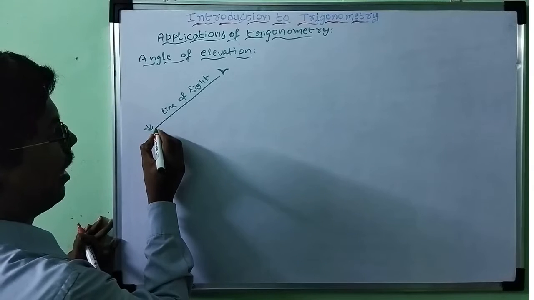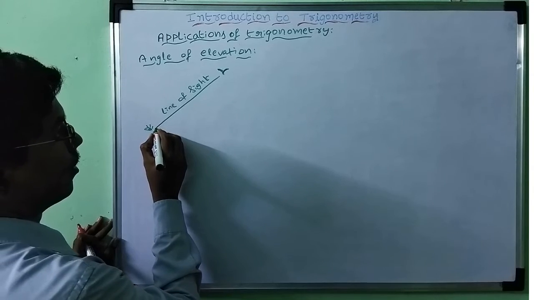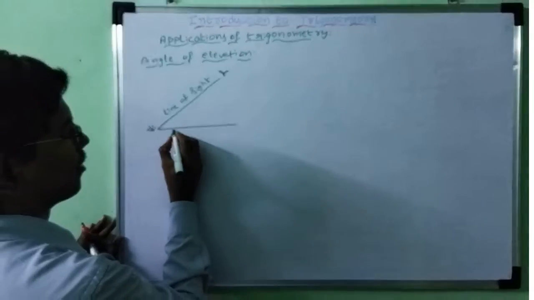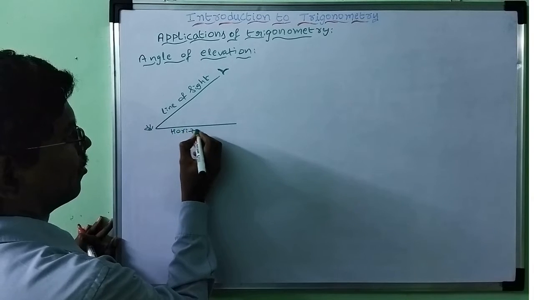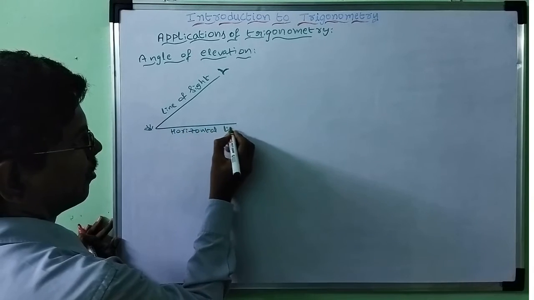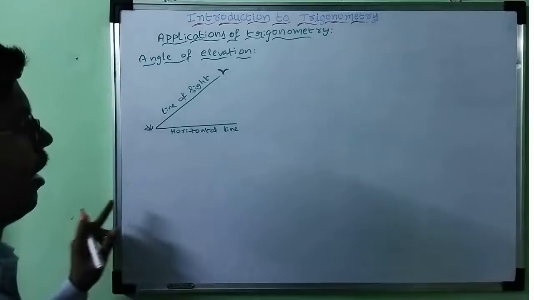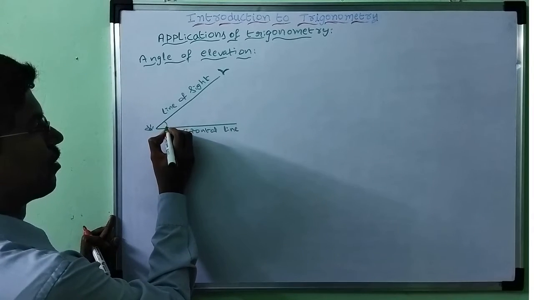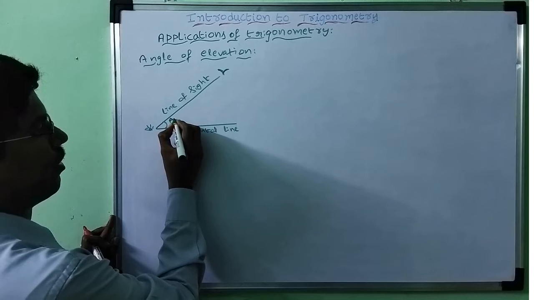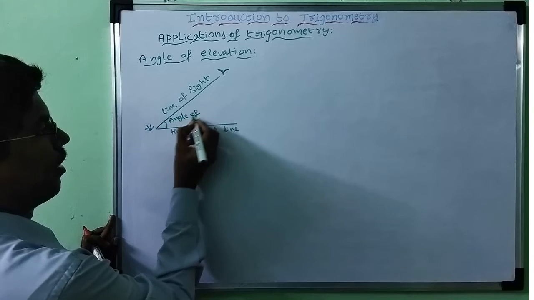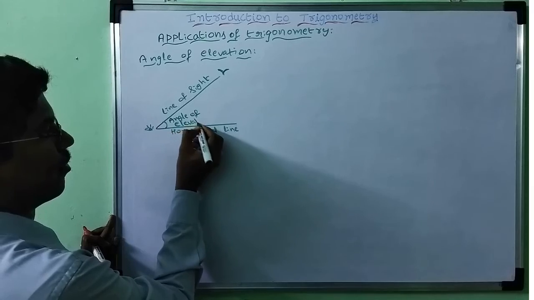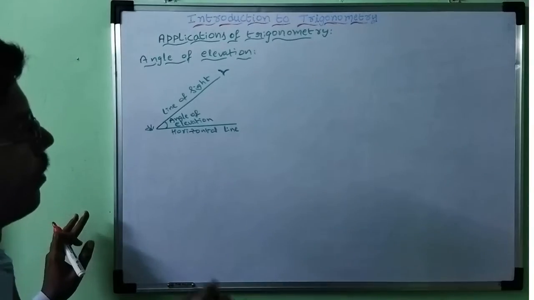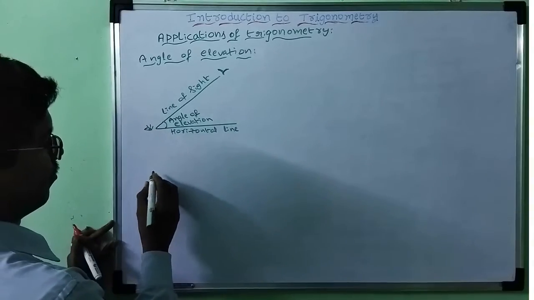And from the eye of the observer, you have to draw a horizontal line. This is the horizontal line. Now, the angle between the horizontal line and the line of sight we are calling the angle of elevation. This is the angle of elevation. I think you got an idea about how the angle of elevation will form. Now, what is angle of depression?